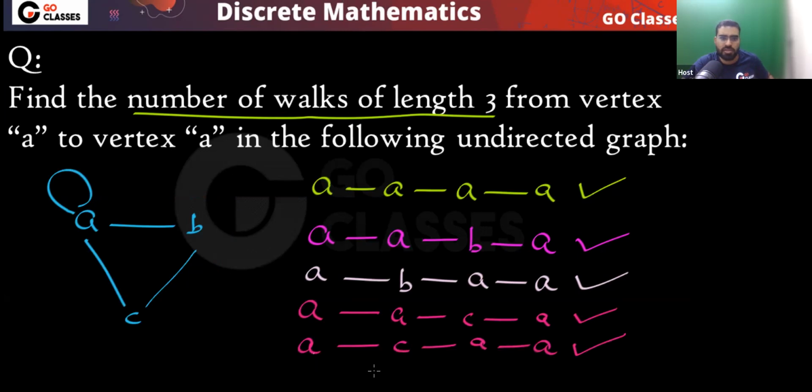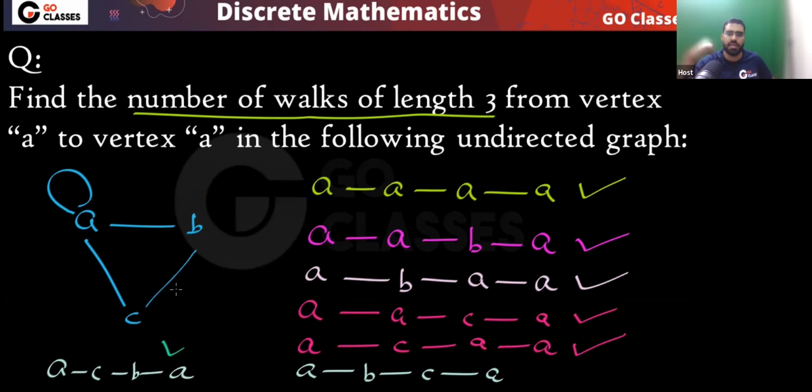Or you can do this: from A you can go to B to C to A, or from A to C to B to A. So tell me how many walks are there? Is there any other possibility? Can you create something else? No. Okay, so only these are the things that we can create. So the number of walks will be 7.